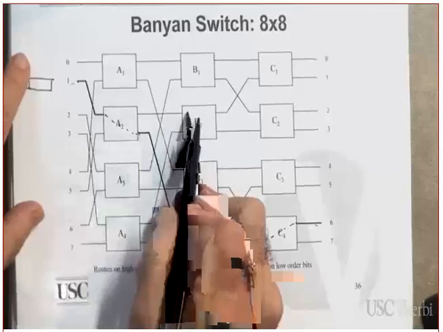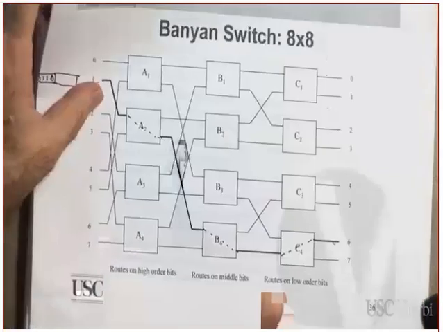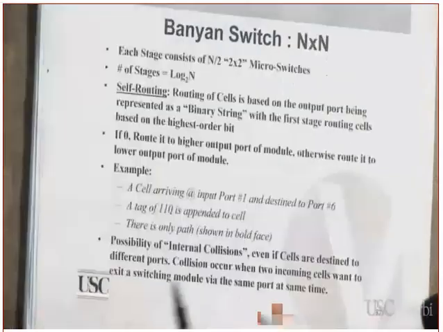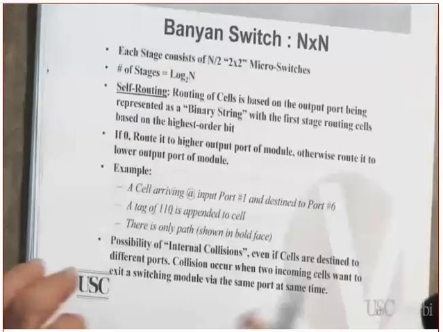So what do we have? One, to lower one. One. Yes. And then zero. There is a collision. So it's either cells on different inputs are destined to the same output, or a conflict between different input and output ports of the switching element. Clear?